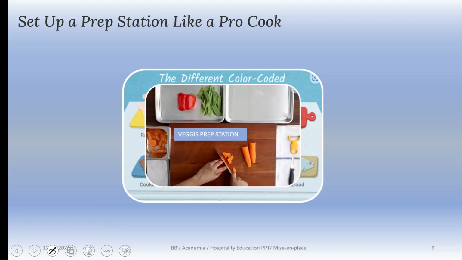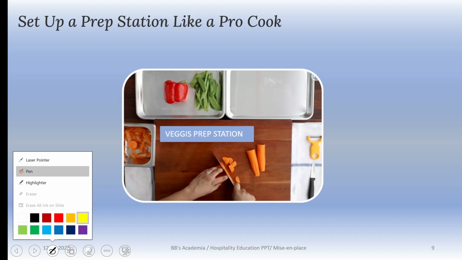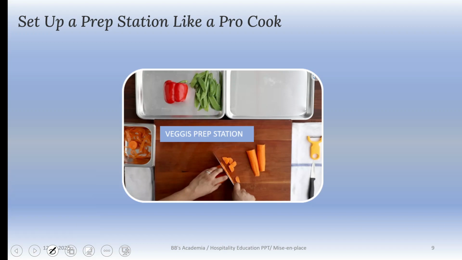Now you can see here a vegetable prep section, how it will be looking like. First of all, this is your chopping board area where you can work. In this side, you are having all the necessary tools you require to fabricate the vegetables.